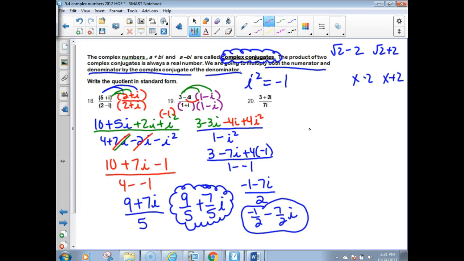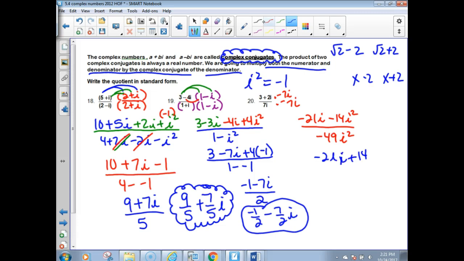Okay, how are we doing? What do you think we should multiply number 20 by? There you go, negative 7i. Okay, 3 times negative 7i, negative 21i, minus 14i squared. And on the bottom, negative 49i squared. Replace our i squareds with negative 1. Gives us 21i plus 14 on the top.